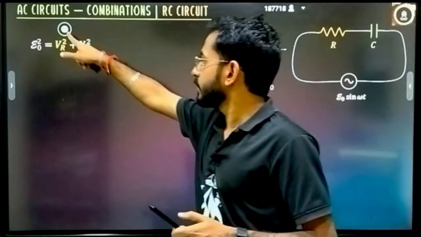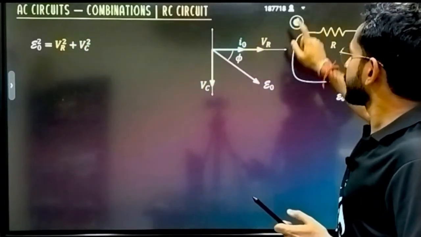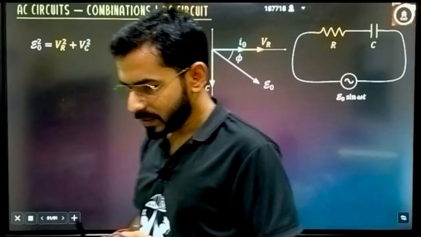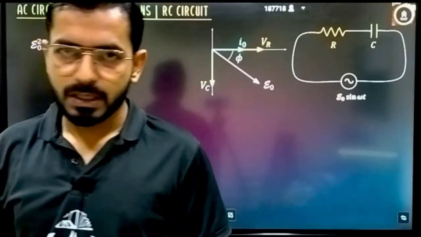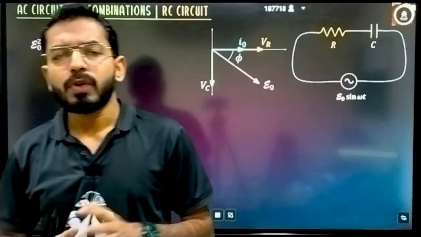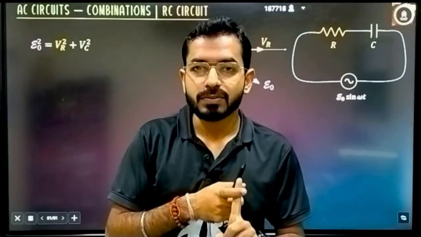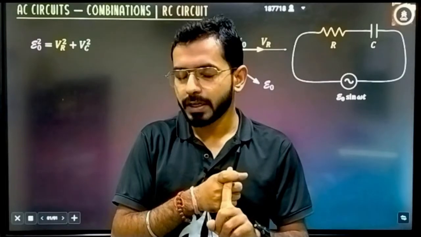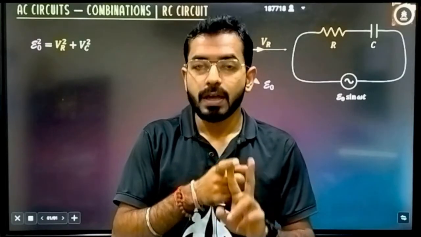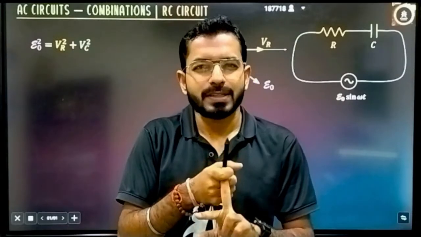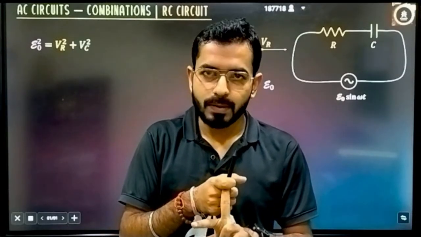So the first combination that we take in circuits is the RC circuit. Purely resistive and purely capacitive circuits we have watched individually. What we observed, and I am saying it again because it is a very important line: in a purely resistive circuit, current and potential are in the same phase. In a capacitive circuit, potential lags, or you can say current leads, by an angle of pi by 2.